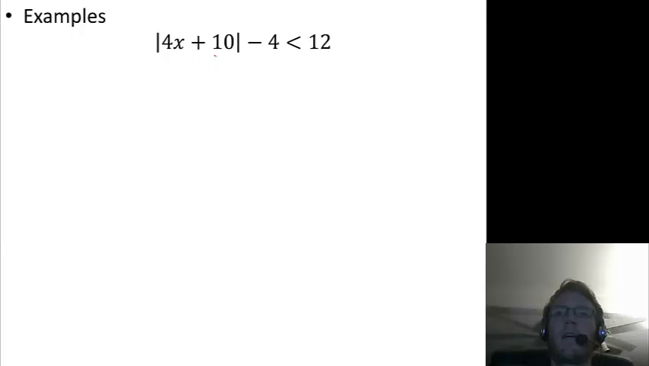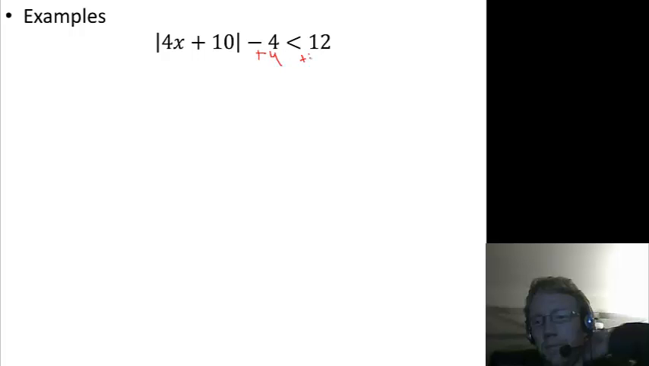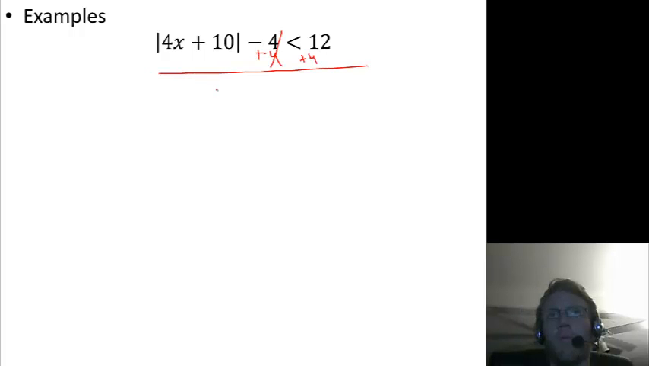Next one. If the stuff in absolute value bars is not already isolated, remember that we have to get that part by itself. So the first step here is going to be add 4. Add 4. Cancel. So we have 4x plus 10 inside the absolute value bars is less than 16.